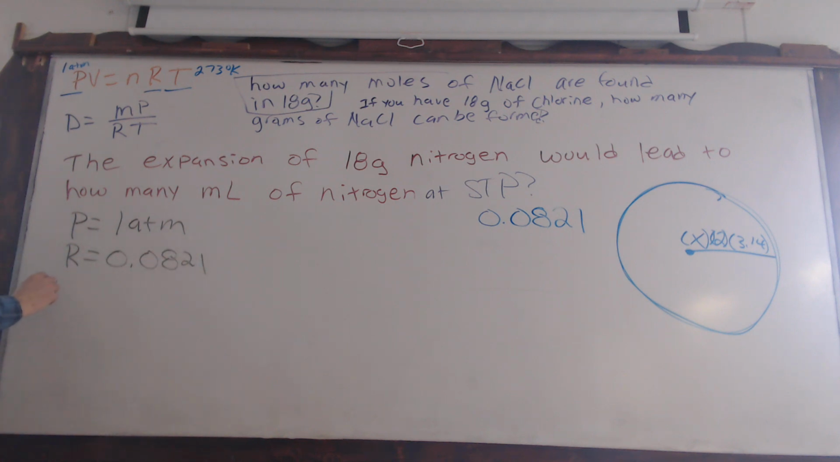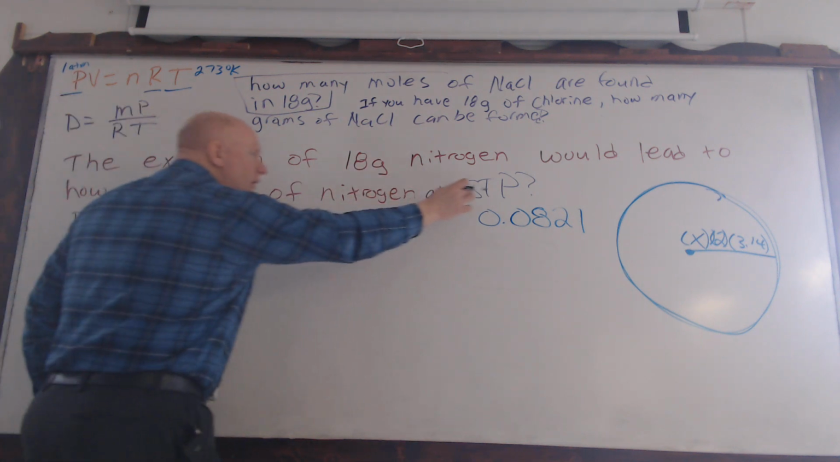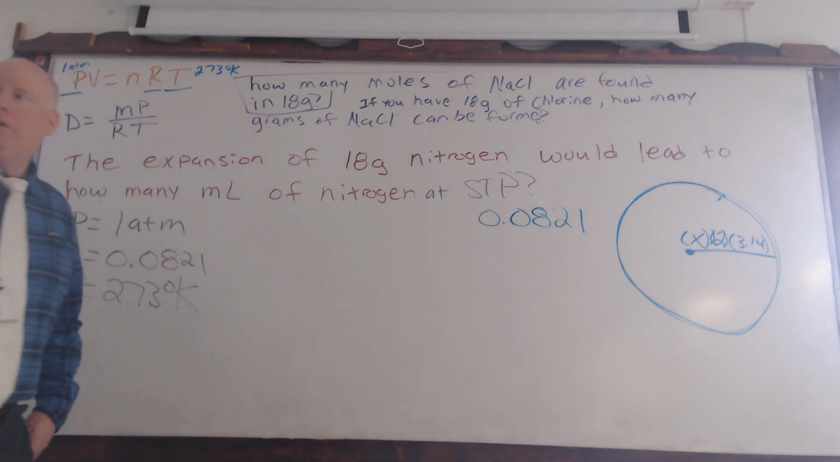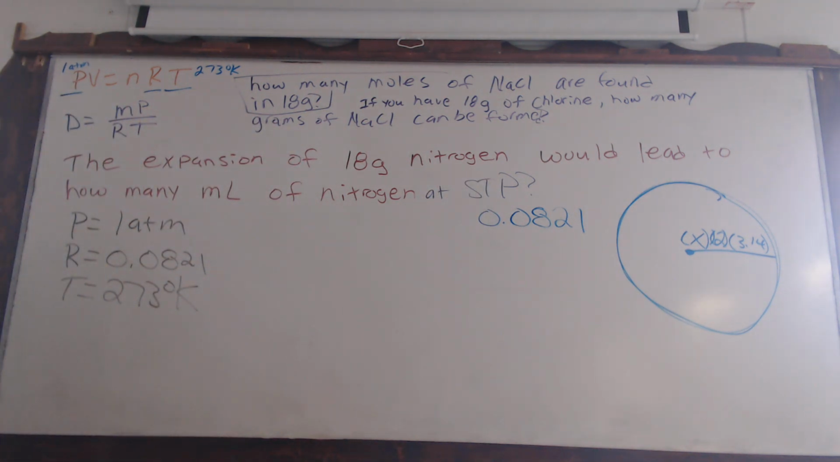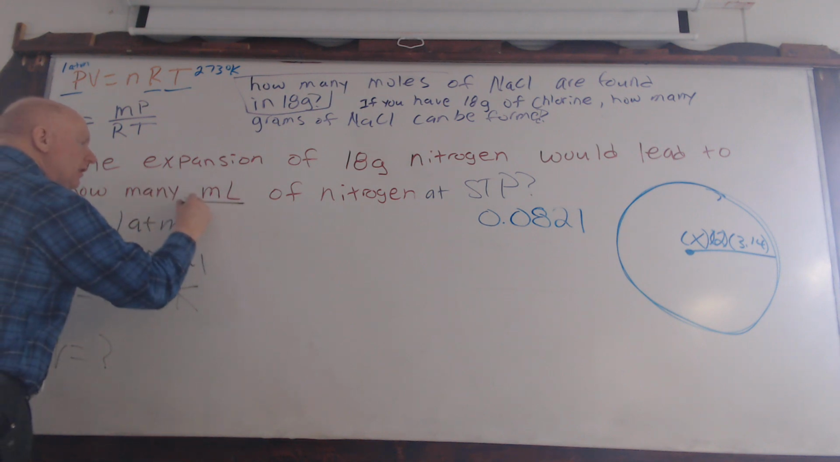Okay? So we know what T is, because how can we just start filling in this content when there's no other numbers in this problem? Because it's at STP. You know that. How do you know it's at STP? We just told you that here, even though it's in a different color marker. Okay? Now, that means we're looking for the volume, in milliliters.